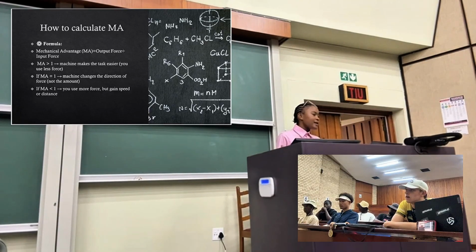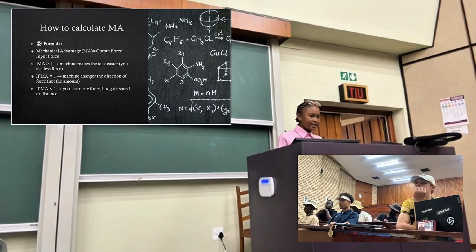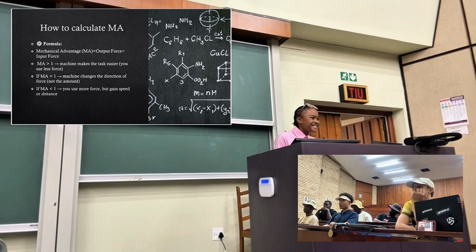So if MA is greater than 1, this means that the system makes the task easier, so it has a good mechanical advantage. But as soon as the MA is less than 1, then it's bad mechanical advantage. That means the system doesn't help much in completing the task. And if the mechanical advantage is equal to 1, then it probably just changes the direction of the force, but not necessarily helps much in completing the task.